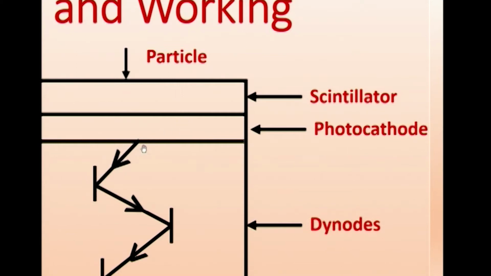Now this electron, this is connected to the negative of the potential, and this is what we have drawn here. They are called dynodes. So we have written here dynodes. What are dynodes?